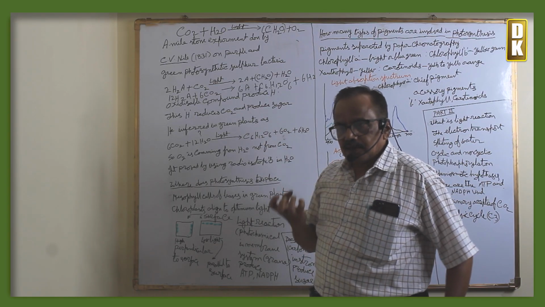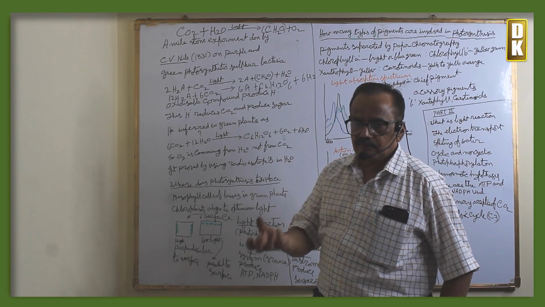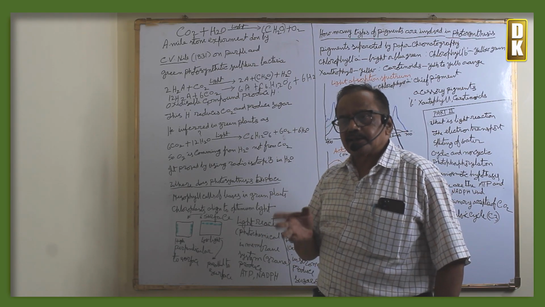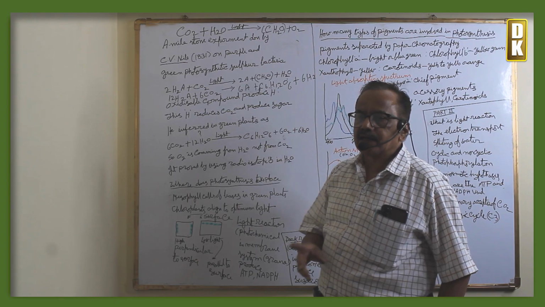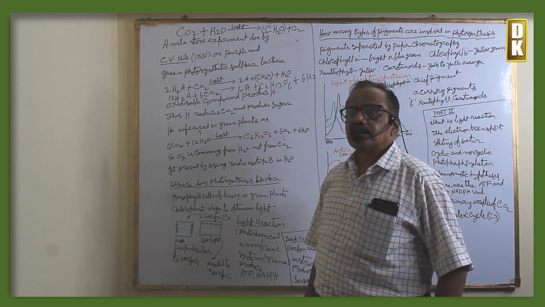Light. Which one will absorb the light? Okay. Which will prepare the sugar? Both things will be done separately. That is called division of labor. In the division of labor, what is the division?